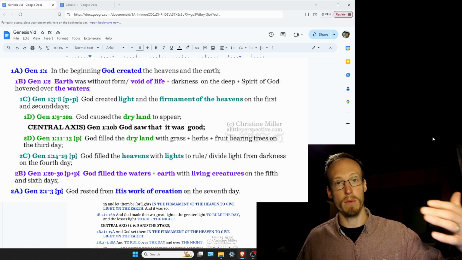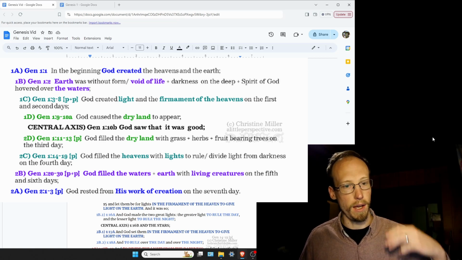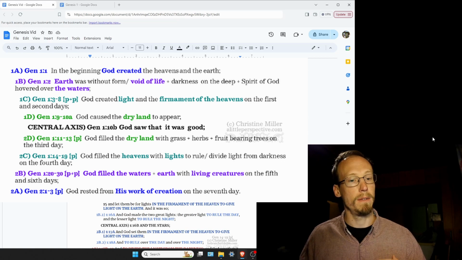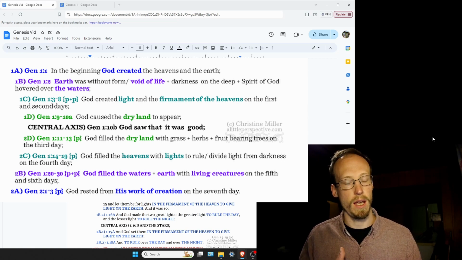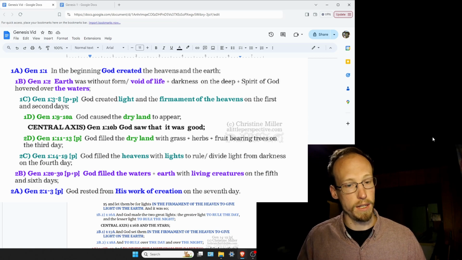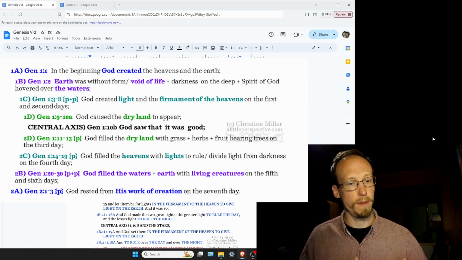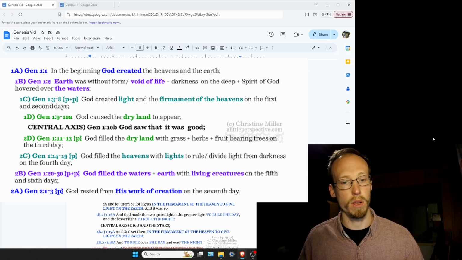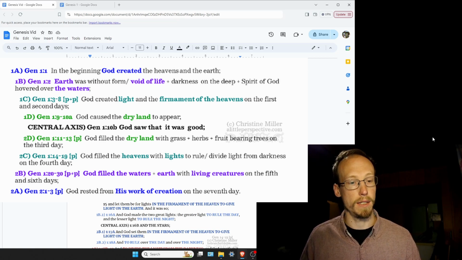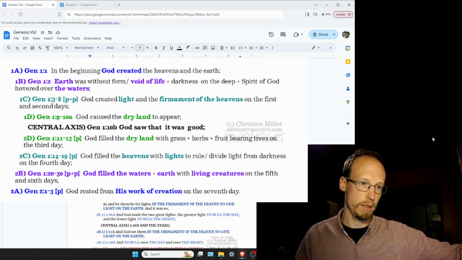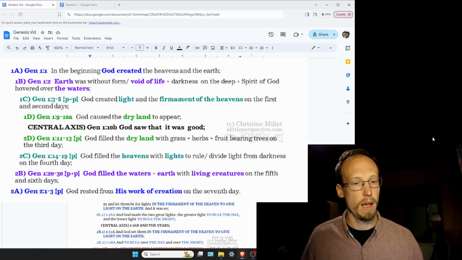And then we're reversing this pattern. He fills the dry land with grass and herbs. He fills the heavens with the lights to divide the day from the night, to rule them. He fills the waters and earth with living creatures. And then finally, God rests from his creation that he began in Genesis 1.